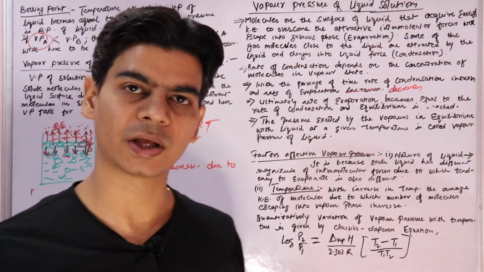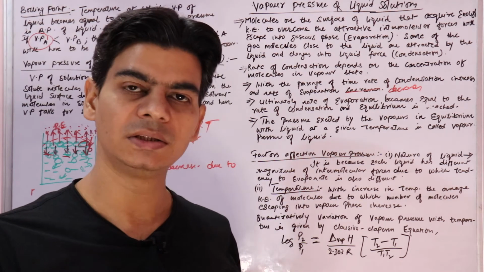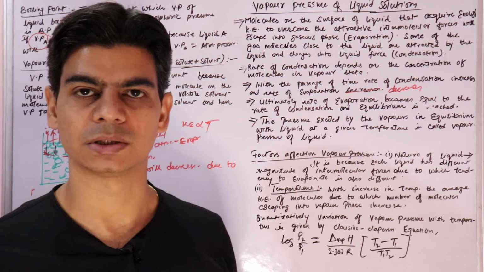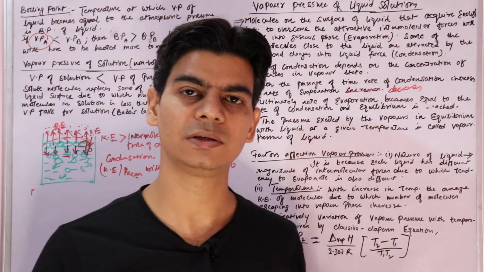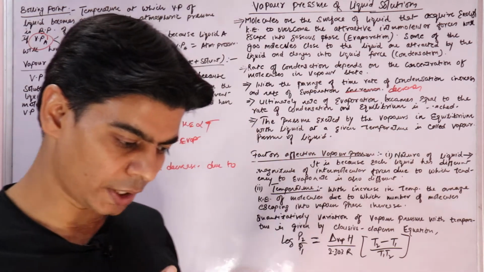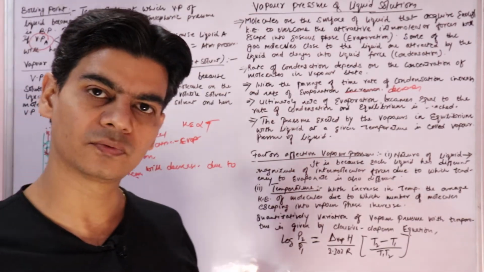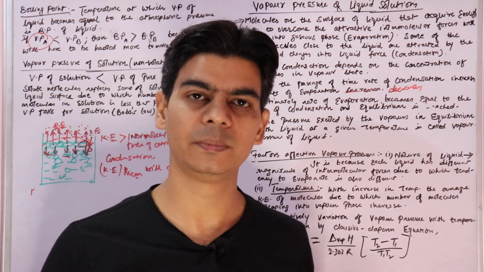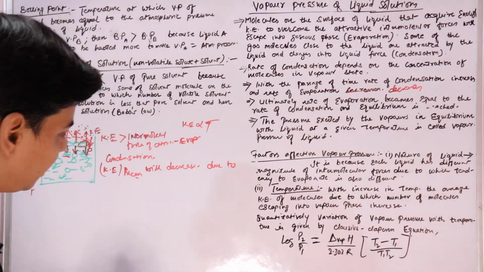So at one point of time, the rate of condensation will be more than the rate of evaporation, or we say that the rate of condensation will increase compared to the rate of evaporation, right? So at one point of time, when the rate of condensation is equal to the rate of evaporation, we say that the equilibrium has been attained, right?